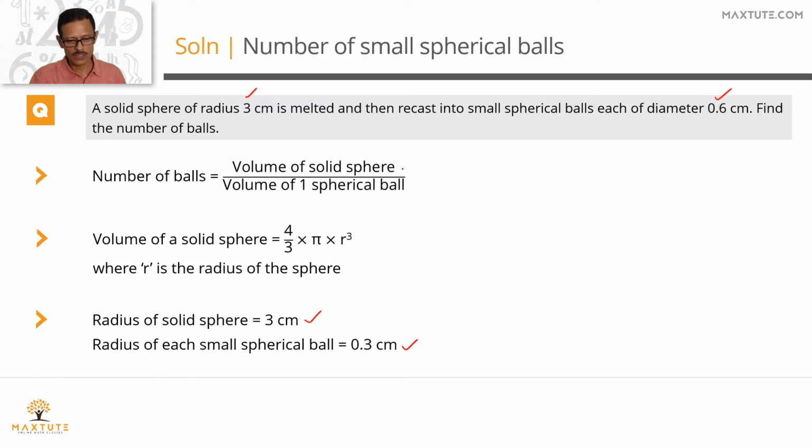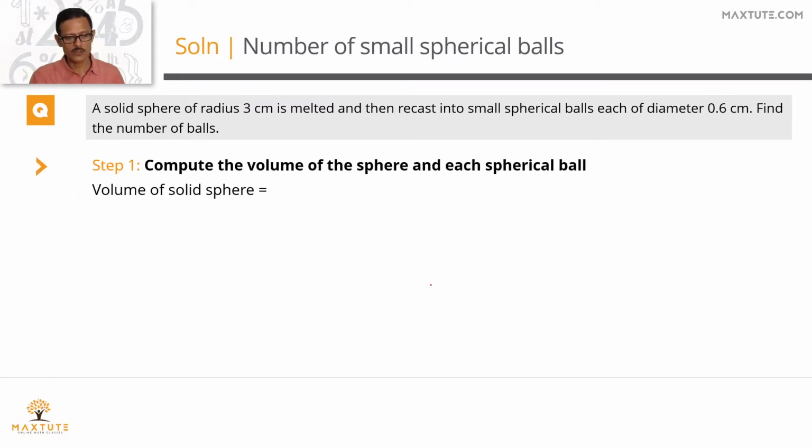Step 1, let's find out the volume of the solid sphere. Volume of the solid sphere is equal to 4 by 3. Let's retain pi as pi because we're going to have 4 by 3 pi coming for each of the spherical balls also. So let's not even try to evaluate this. Into the radius is 3 into 3 into 3. Don't bother writing it as a 27. This will cancel out with a 0.3 in the denominator subsequently.